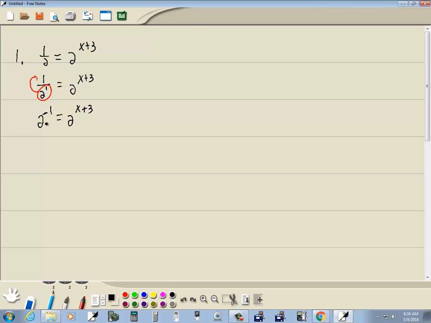Now from our equality of exponents, it says if both of these are 2 to a power, then you can think of it as crossing the 2's out and setting the exponents equal to each other. So we've got negative 1 is equal to x plus 3. Then I take 3 over, becomes a negative 3, and we end up with x is equal to negative 4.